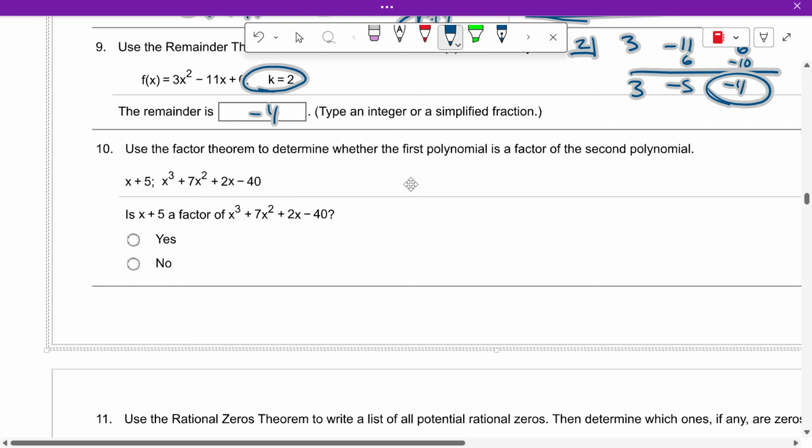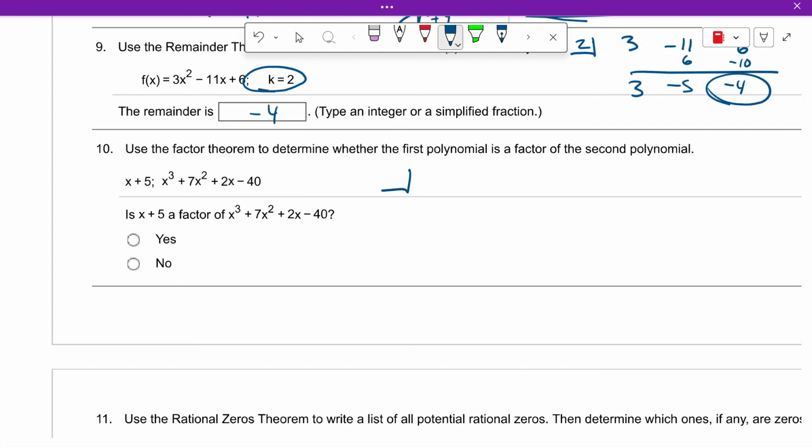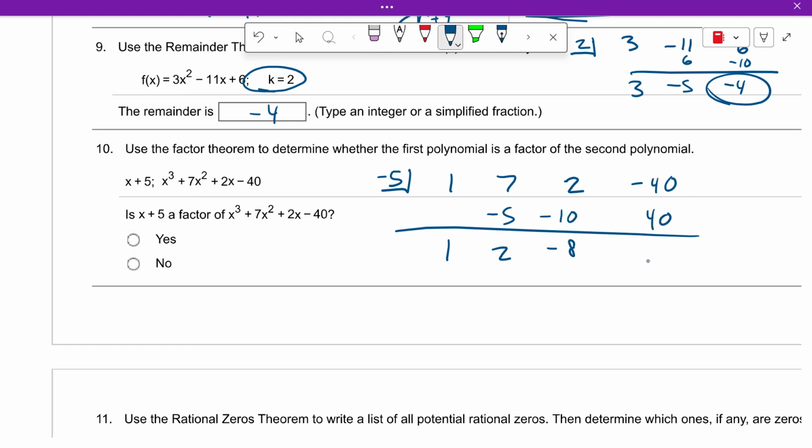Is this a factor? To figure out if it's a factor or not, we need the remainder to be what number? 0. If the remainder is 0, it's a factor. 1, -5, 2, -10, -8, 40, 0. Yes, it's a factor.